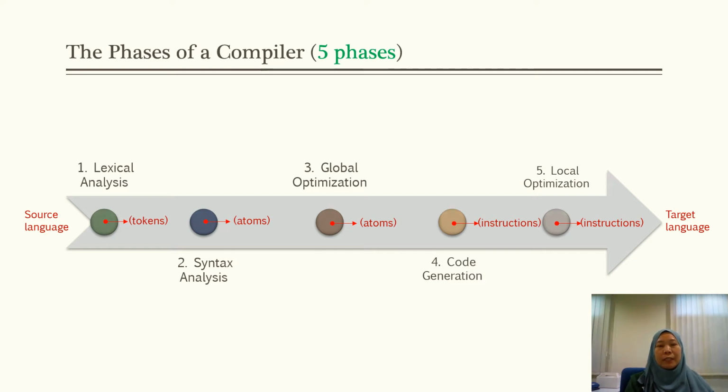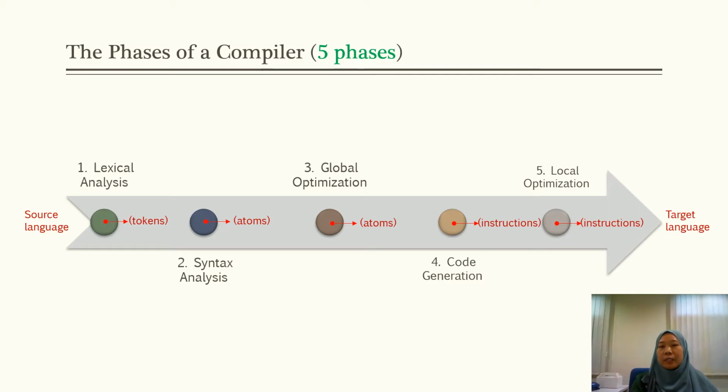The next phase is global optimization. The output here is atoms. What global optimization does is optimize the code, so it can be omitted, meaning that you can exclude it from the process. Global optimization is used to make sure that your program can run efficiently. Next is code generation. This is where your machine code will be generated, and the output here will be instructions.